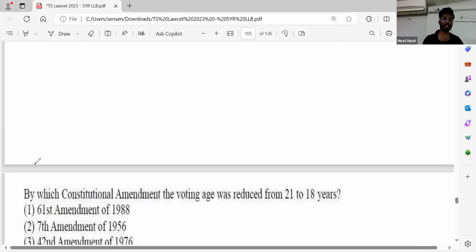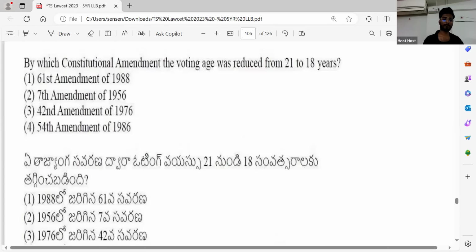Next. By which constitutional amendment act was the voting age reduced from 21 to 18 years? Earlier it was 21. Later it has come down to 18 by the 61st Amendment Act of 1988. Very good, very good.